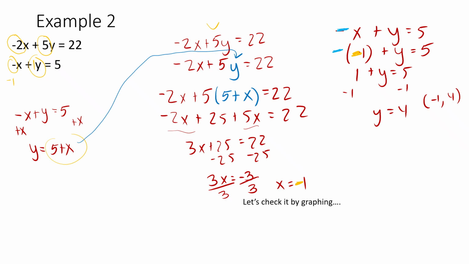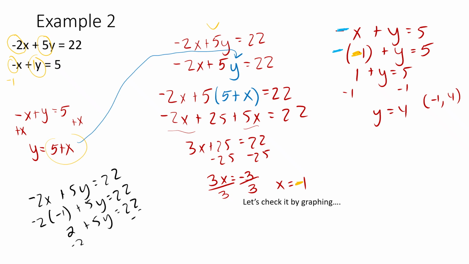Now, you might be thinking, well, what happens if I pick the other equation? What if I'm scared of that? So over here on the left, I'm just going to show you what happens. So you plug in x is -1. -2 times -1 is +2.